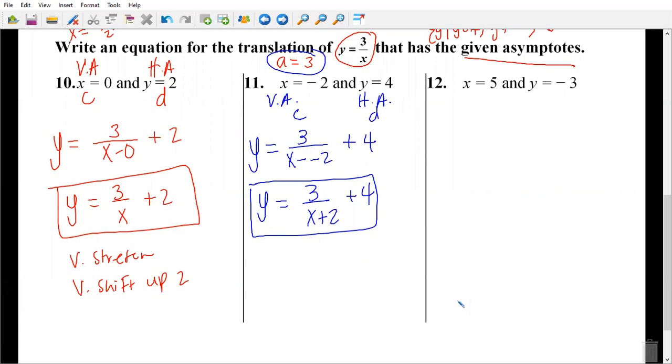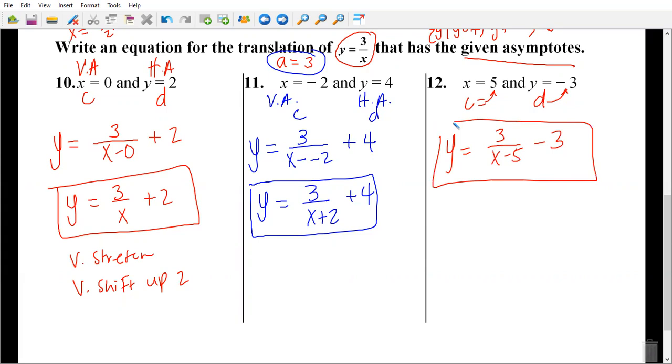All right, I'm going to pause and let you do the last one. All right, so let's see how you did. So your C, your vertical asymptote, is at 5. Your D, your horizontal asymptote, is at negative 3. So you should have Y equals 3 over X minus 5 minus 3. How do we do? Good? All right, that concludes 11.2.